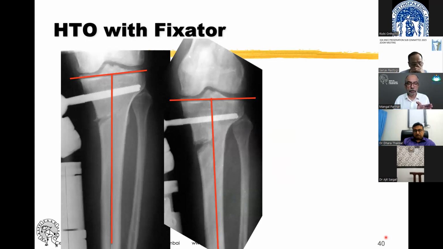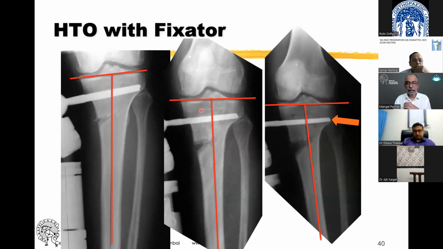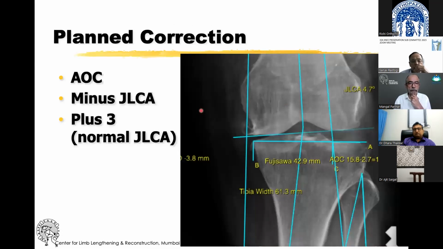So here you can see from MPTA, medial proximal tibial angle, of less than 90. This has come to a little above 90, and then more valgus depending on what is required. So even when we do it with a fixator, we do all this planned correction. So we find out what is the angle of correction. And from there, we subtract the JLCA that is seen on this X-ray, and we add 3 because that's the normal JLCA.